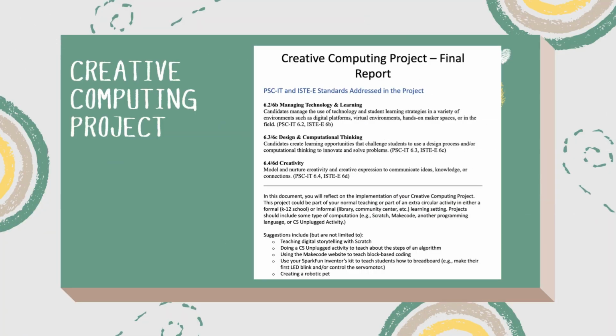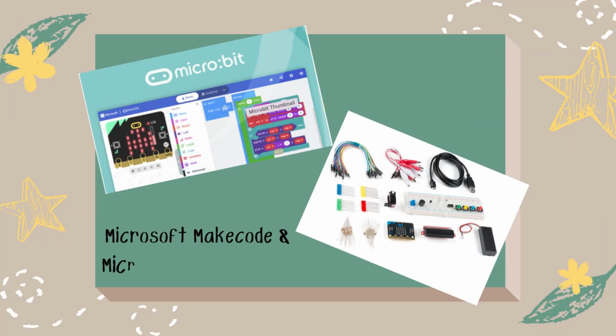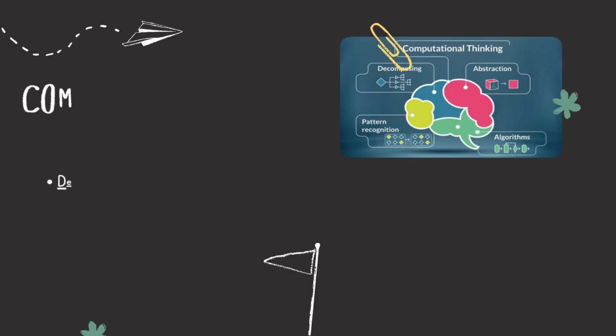In Artifact 11, I created a creative computing project that I implemented with my 8th grade physical science gifted students. For this project, I taught students how to code using Microsoft MakeCode and Microbit's Inventor Kit by creating circuits. Students did this by using the MakeCode website to learn block-based coding while utilizing SparkFun Inventor Kit to teach students how to create and utilize the breadboard. Students created a robotic pet.